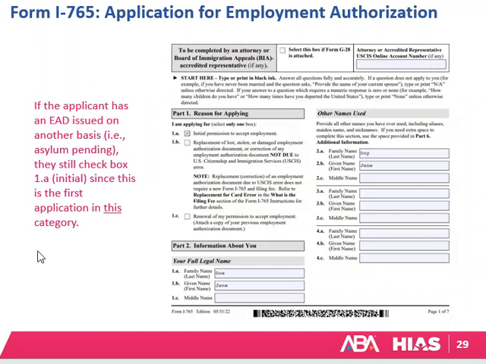So right here, the first question is whether you're applying for an initial permission to accept employment. This can be a somewhat confusing topic, but if the applicant has an EAD issued on a different basis, then they still check the initial box because this is their first time seeking employment authorization based on their TPS status in this specific TPS category.